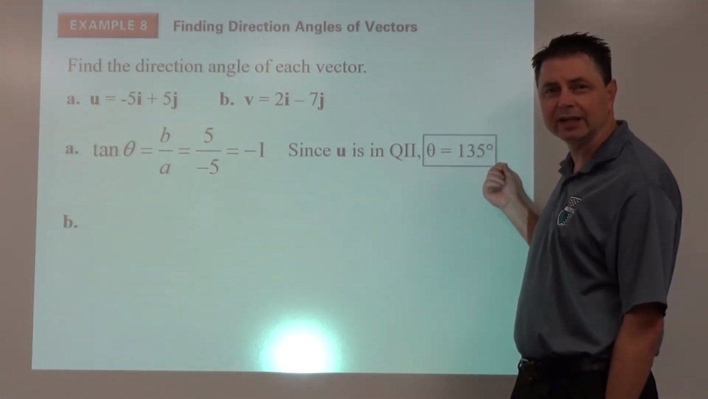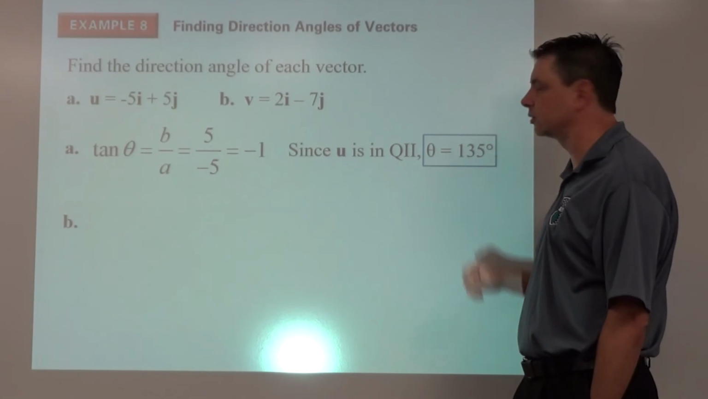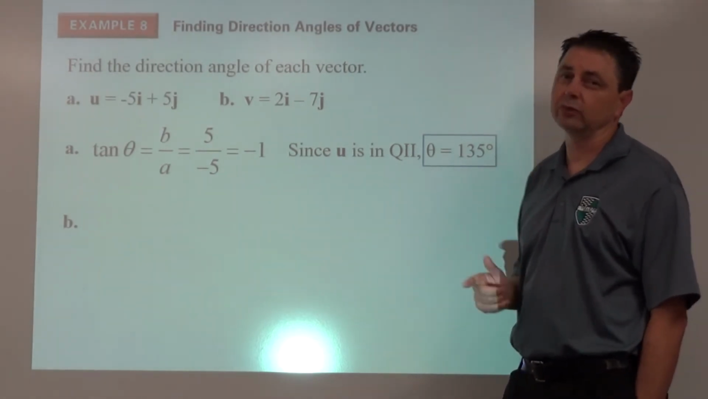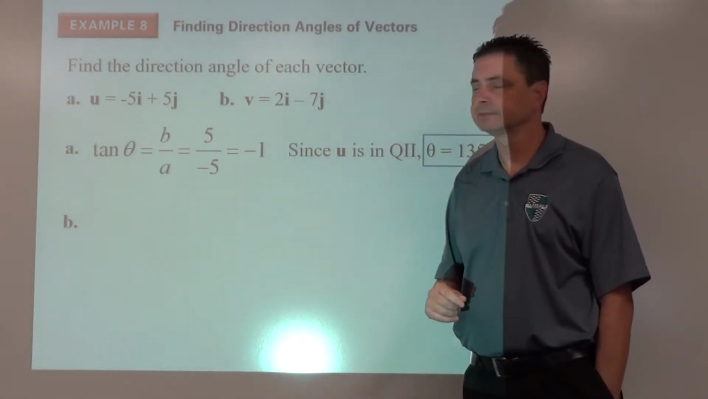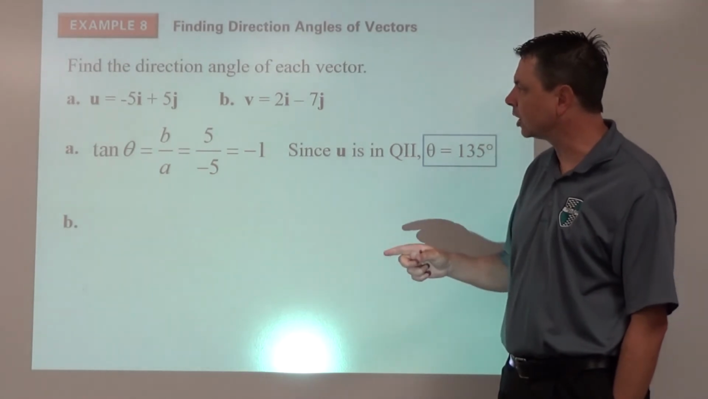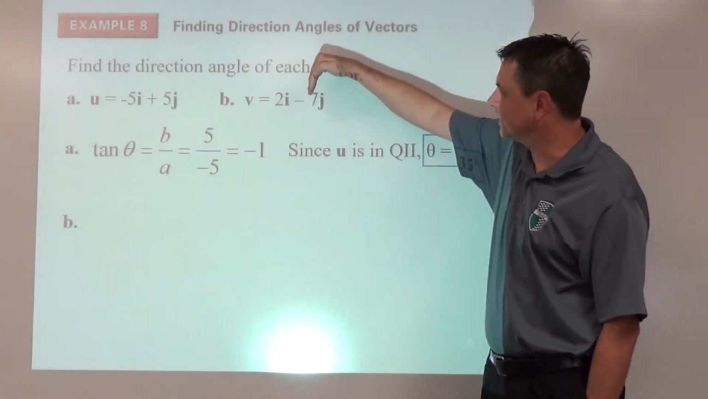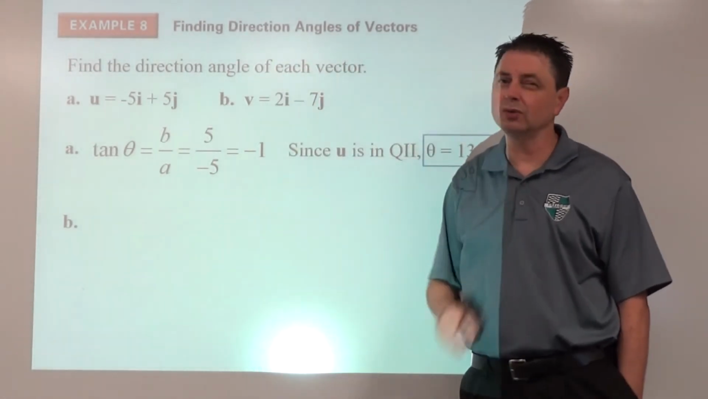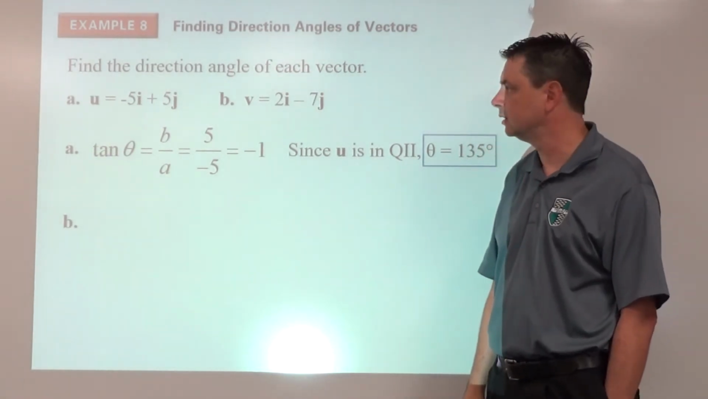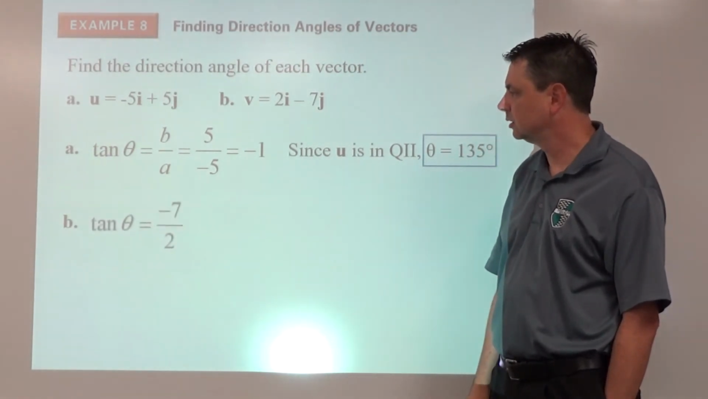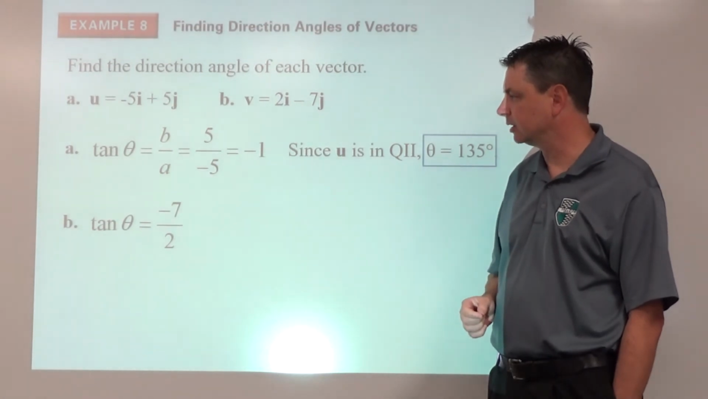If we're talking about in terms of degrees, that would be 135 degrees, or 3 pi over 4 radians. All right, part B. Tangent theta equals negative 7 divided by 2. That is not a unit circle problem, so we're going to need to type that into the calculator.